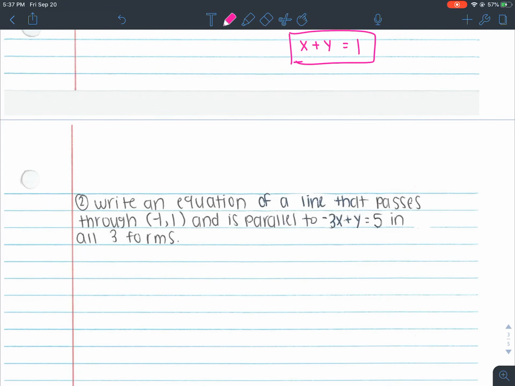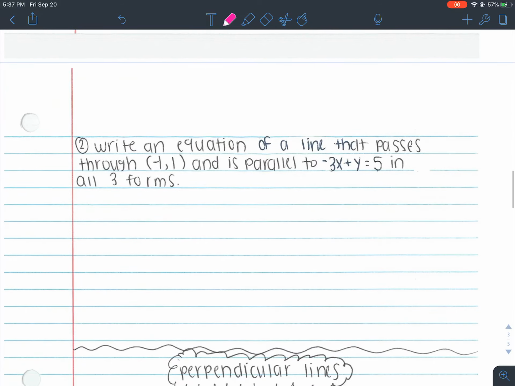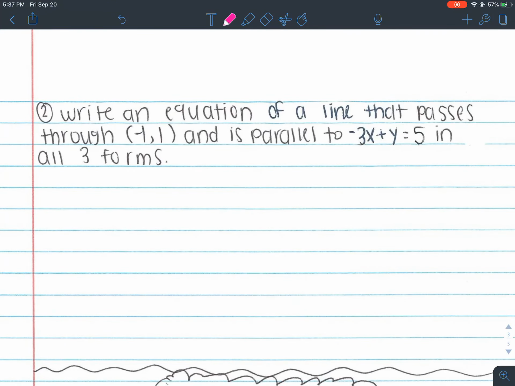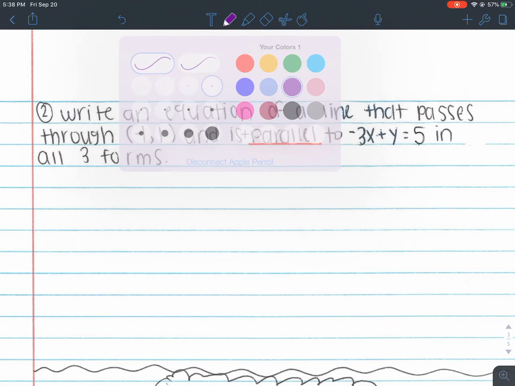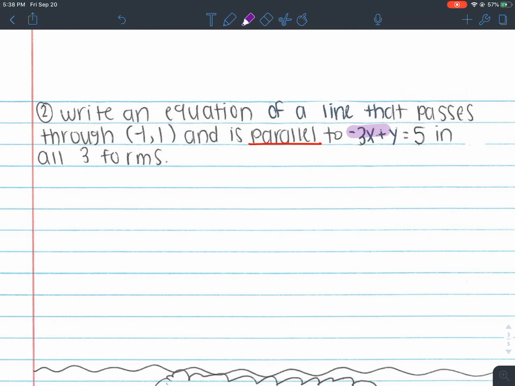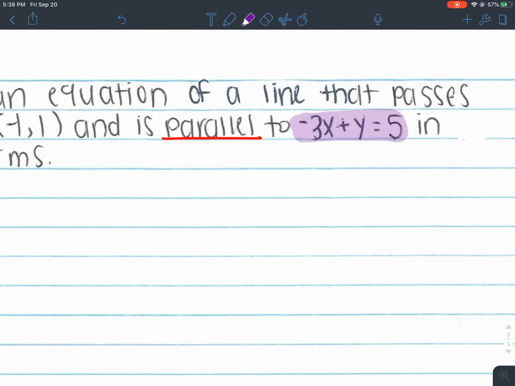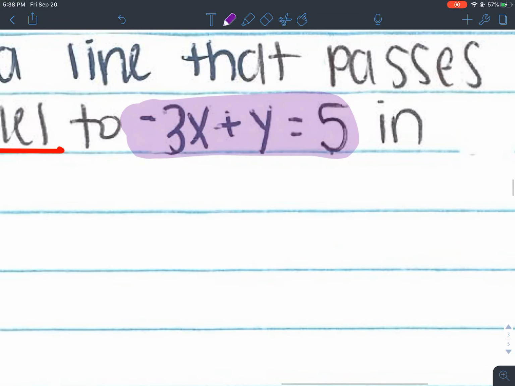All right, so that was probably a ton of information. So let's go ahead and do another problem with parallel. Number 2, write an equation of a line that passes through -1, 1, and is parallel to -3x plus y equals 5 in all 3 forms. Okay, so we know that it has to be parallel, which means that the slopes have to be exactly the same. However, the line that I'm given originally is over here, and it needs to be parallel to this one, and I got to figure out the slope of this one.